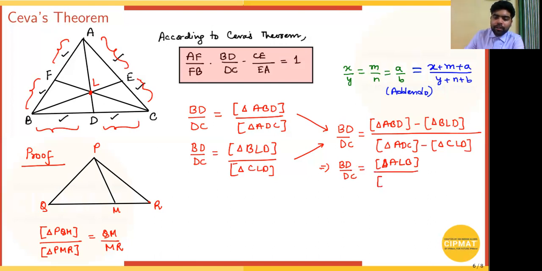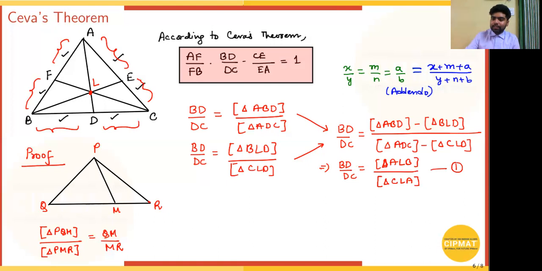Similarly, if you look into the denominator, what is the area of triangle ADC minus area of triangle CLD? If you look into the figure carefully, you will see that it's the area of triangle CLA. Isn't it? Yes, of course. Let me name this as equation 1.